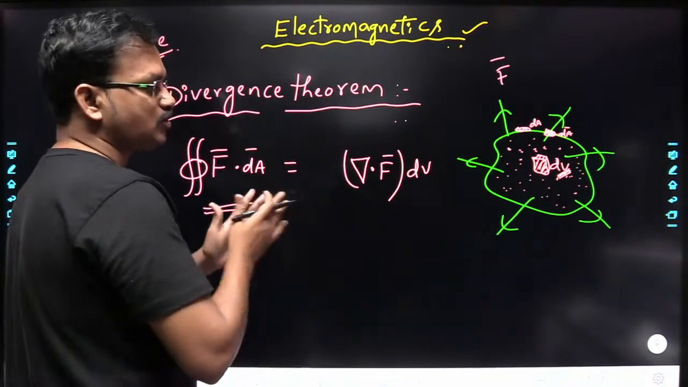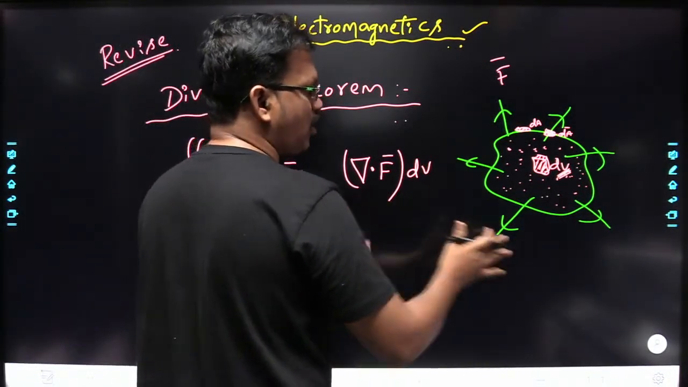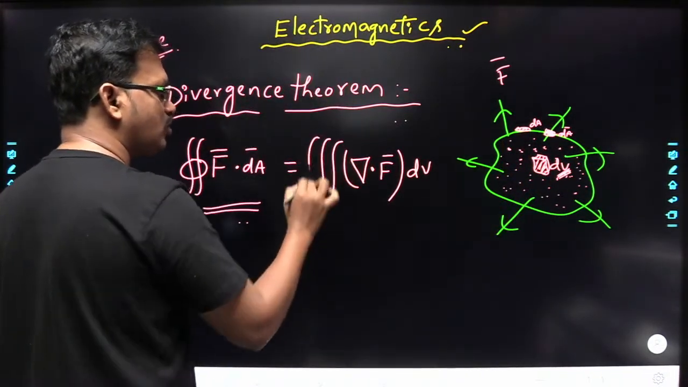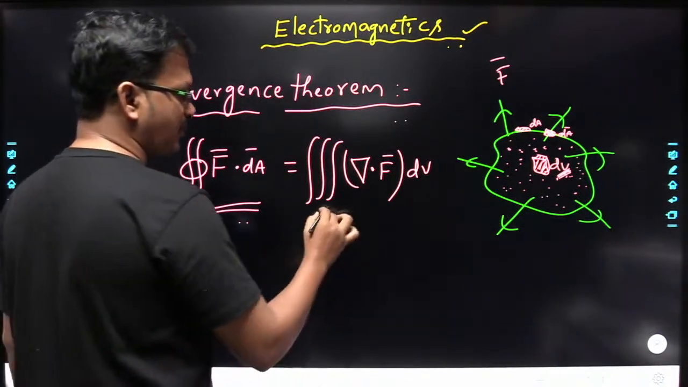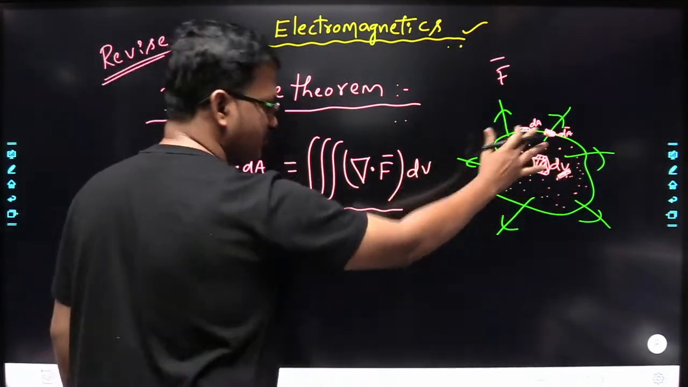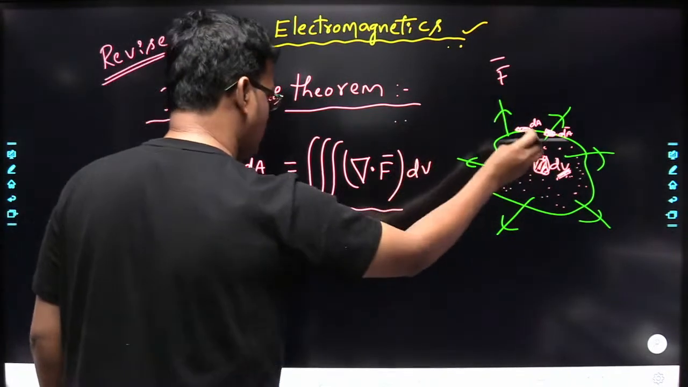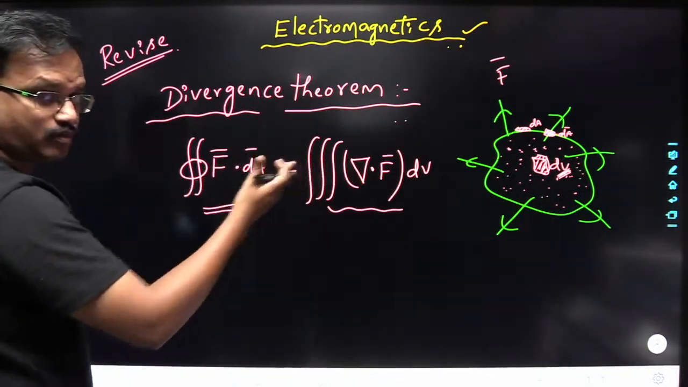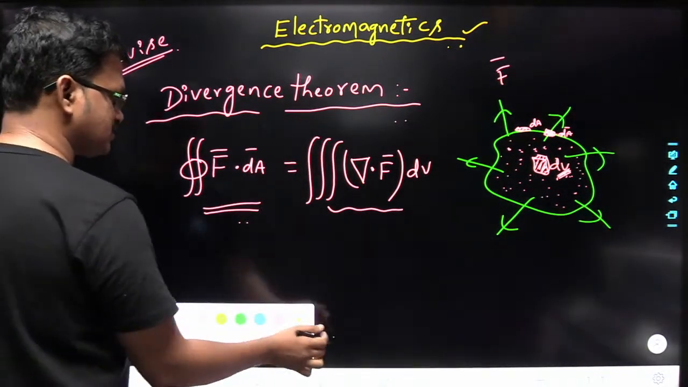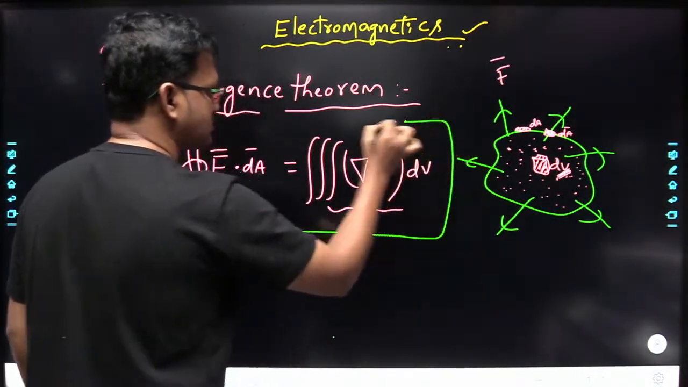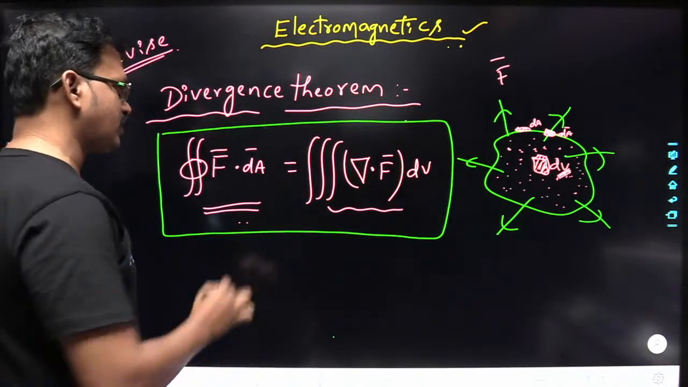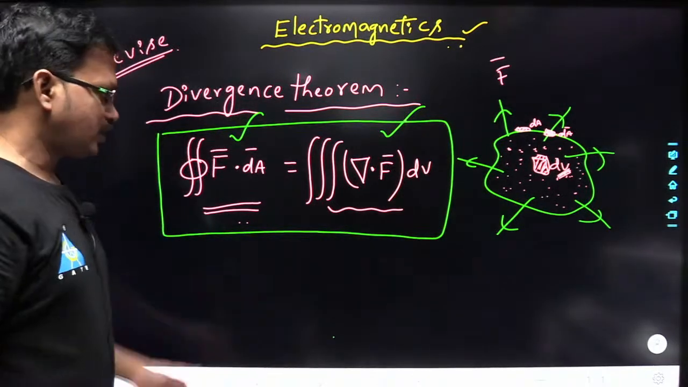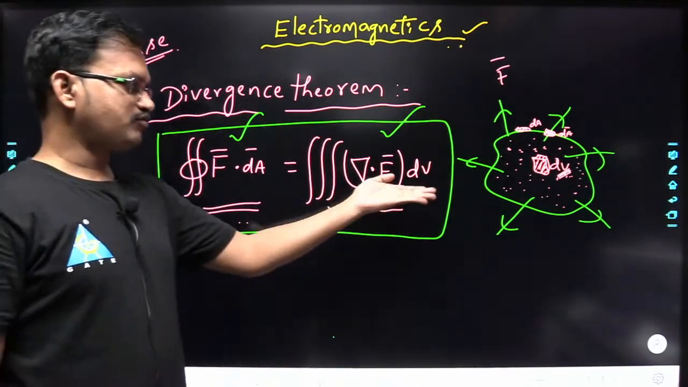Now if you want to add all the divergences throughout this volume, then what do you have to do? You have to integrate throughout the volume. So the summation of all the divergences at each and every point throughout the volume is equivalent to the flux that is leaving the closed surface. Both are the same, as we discussed in the previous session. So the flux leaving any closed surface, you can represent either with this expression, in terms of the closed surface, or with this expression, in terms of volume.